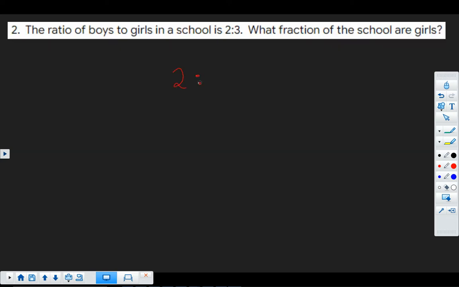Okay, so we've got a ratio of 2 to 3, and very important when we're working with ratios that our parts here are equal. And once we draw these parts so that they are equal, it becomes very easy to see the relationship between ratios and fractions. So we're asked, what fraction of the school are girls? Well, it's these three parts here, and that's three parts out of how many? It's 3 parts out of 5. So our answer there is 3/5.